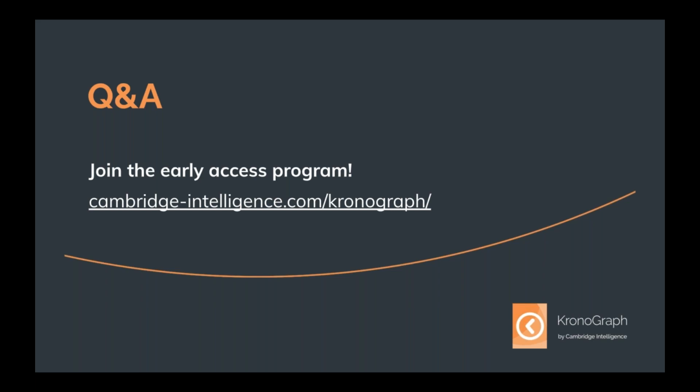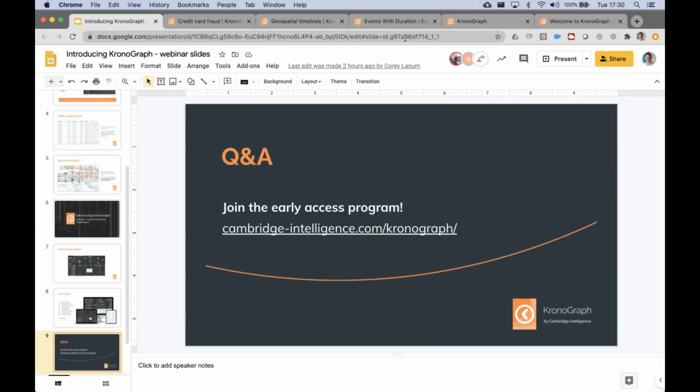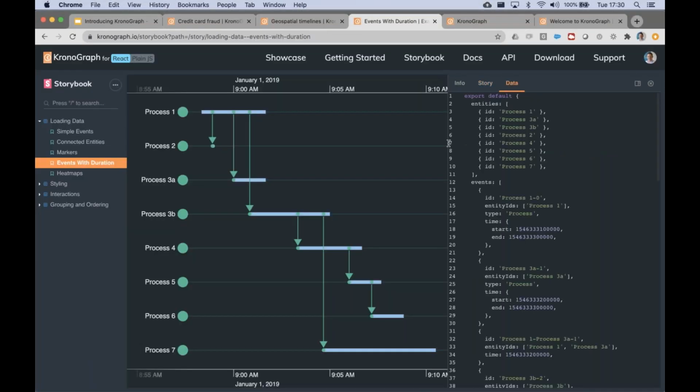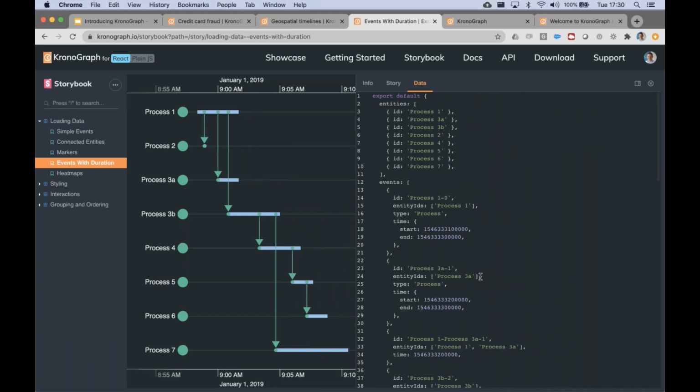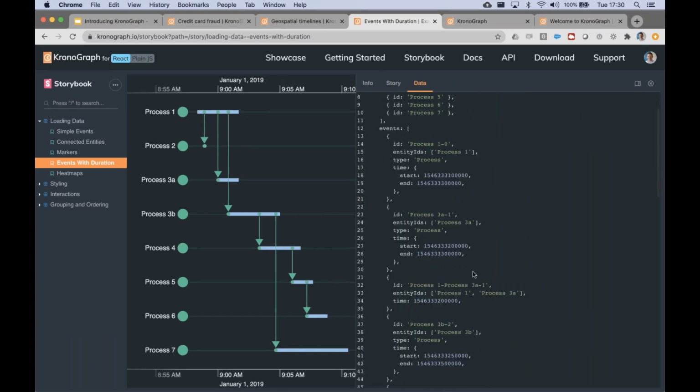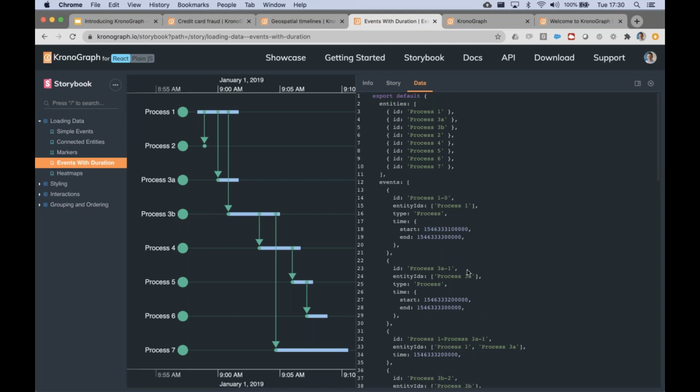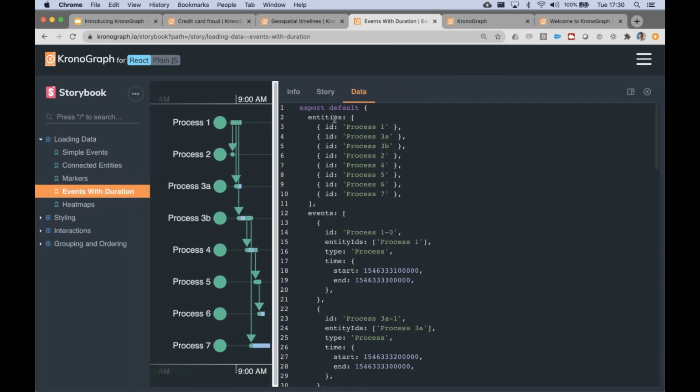The next question here is, what format does Chronograph use to ingest the data? So we talked about the React versus the JavaScript APIs. In both of those cases, the actual data model itself is a JSON object. It's just slightly differently structured depending on which one you've chosen. Dan is showing it to you now. It's basically just a dictionary of the entities, the events, and the interactions between them.